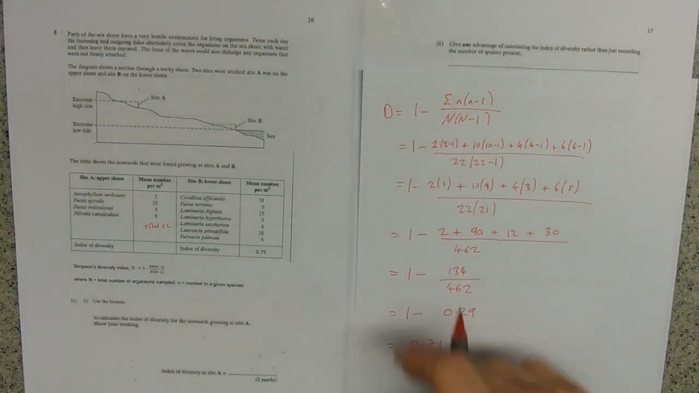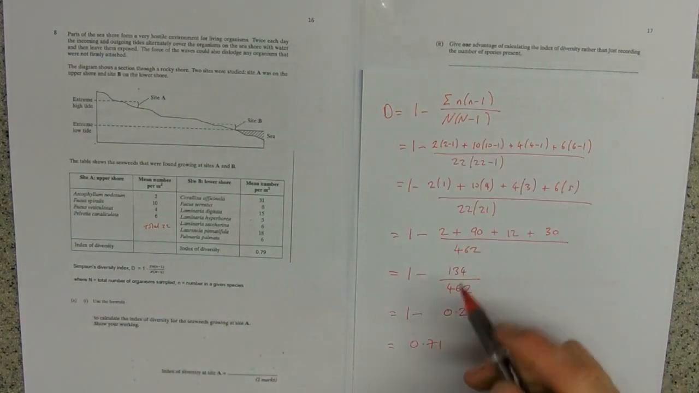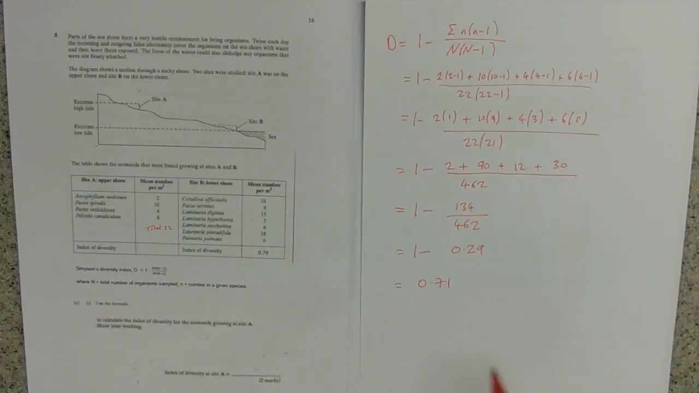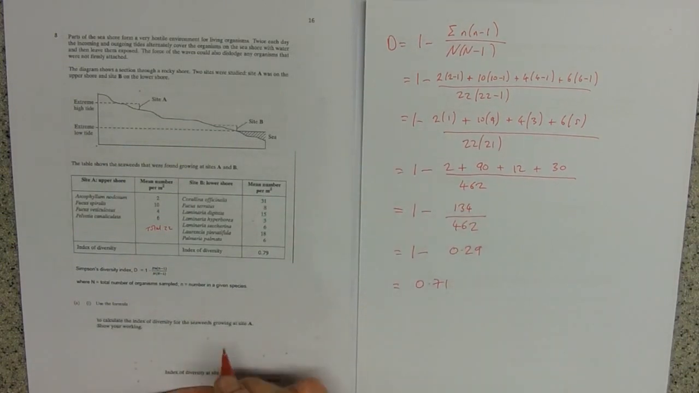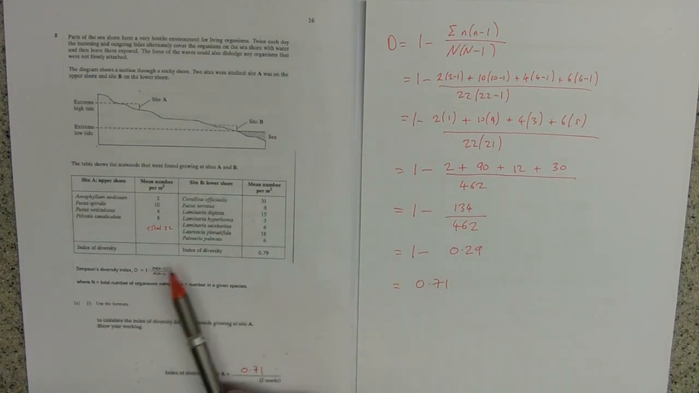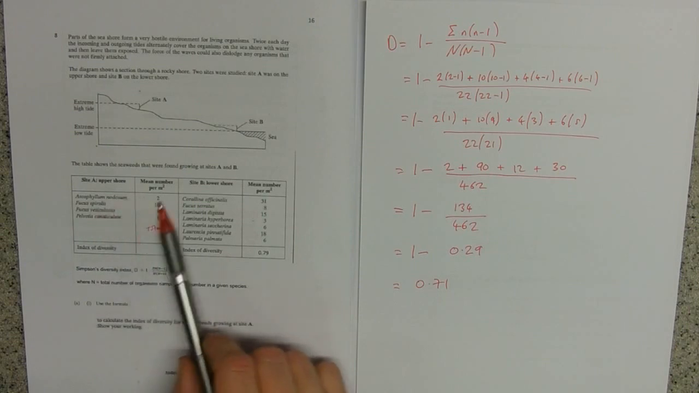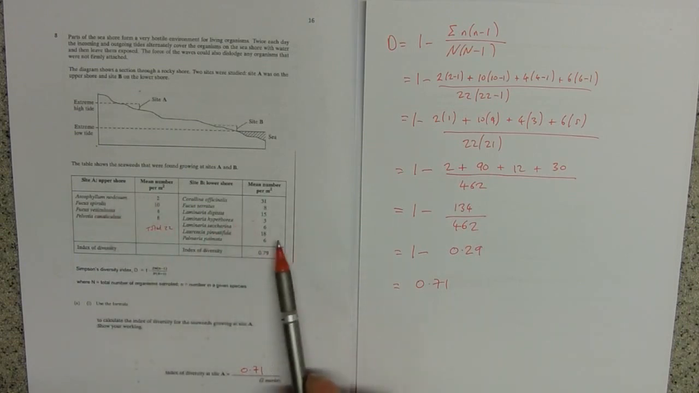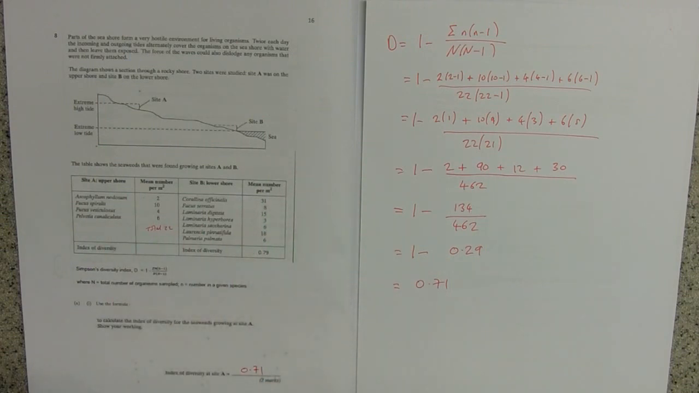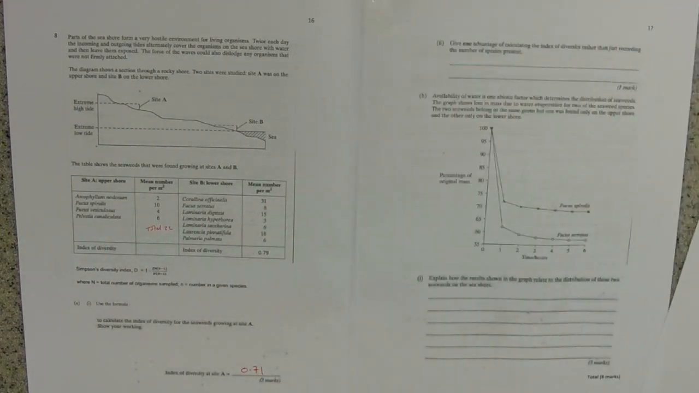That's a lot of work to squeeze into this little area. You might be able to cut out some of these steps if you're clever, but that's the way I'd do it. So there's my working out and my answer here, 0.71. So not as diverse as the other area. And does that answer look sensible? Does this area A look to be less diverse than area B? Well, it does. There's less species, so you'd expect that. So it kind of looks right.